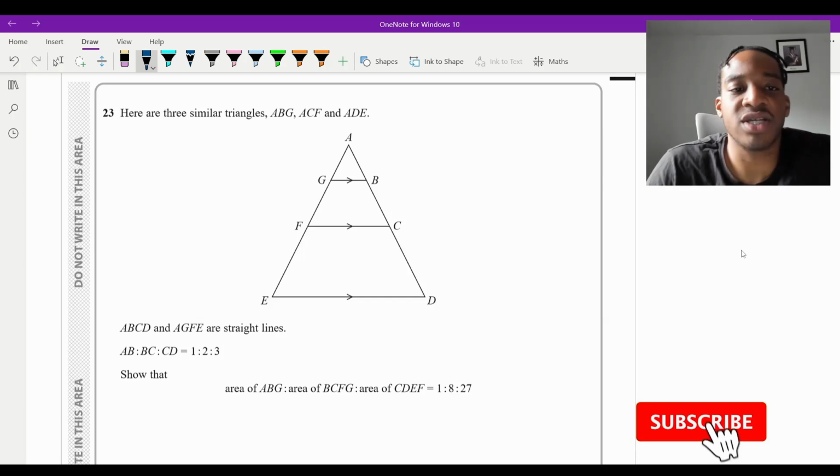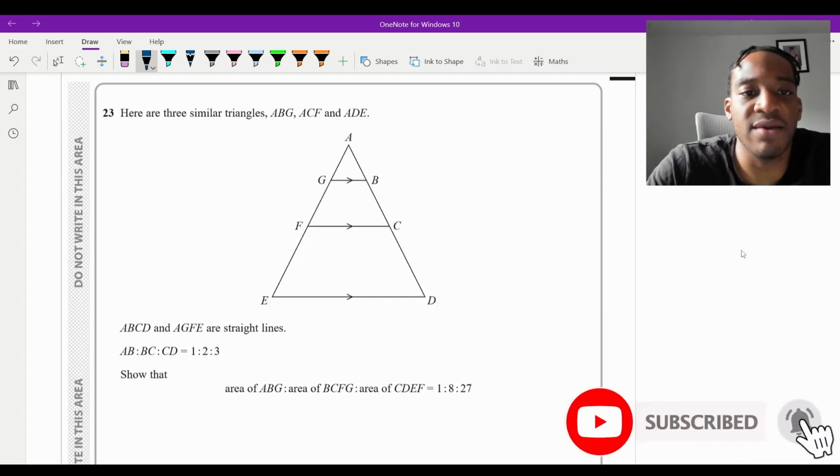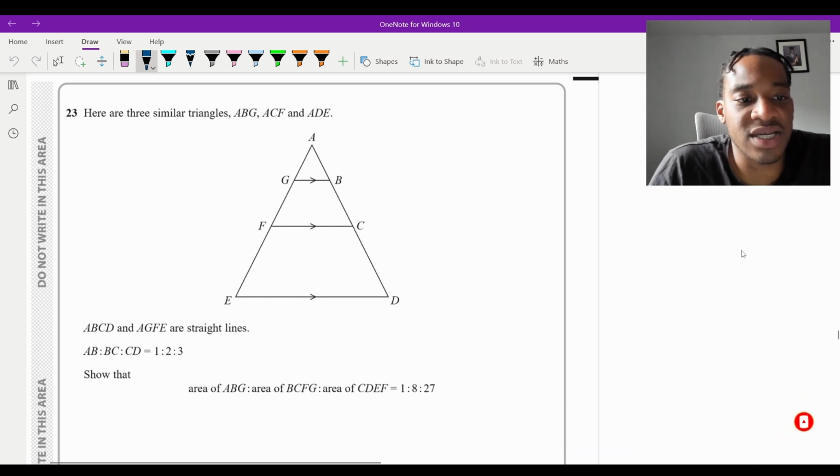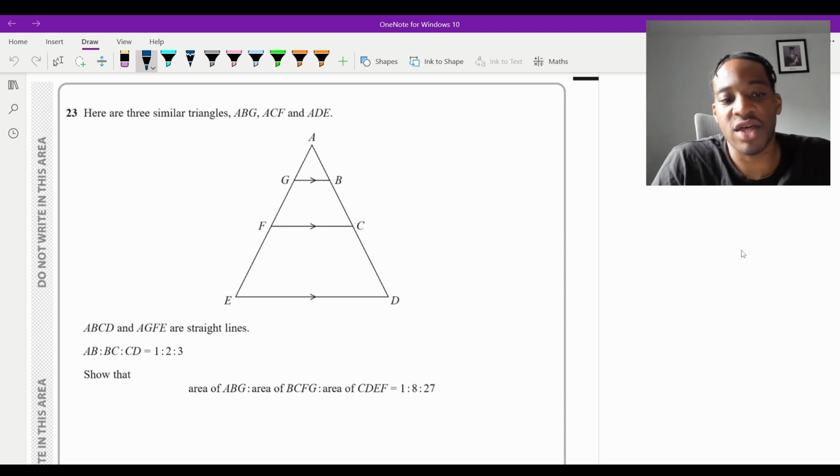Okay, so question 23 says, here are 3 similar triangles, ABG, ACF, and ADE. It says ABCD and AGFE are straight lines, and it says AB to BC to CD is in the ratio 1 to 2 to 3. And we need to show that the area of ABG to the area of BCFG to the area of CDEF is equal to 1 to 8 to 27. This is a 3 marker. It's the second last question.